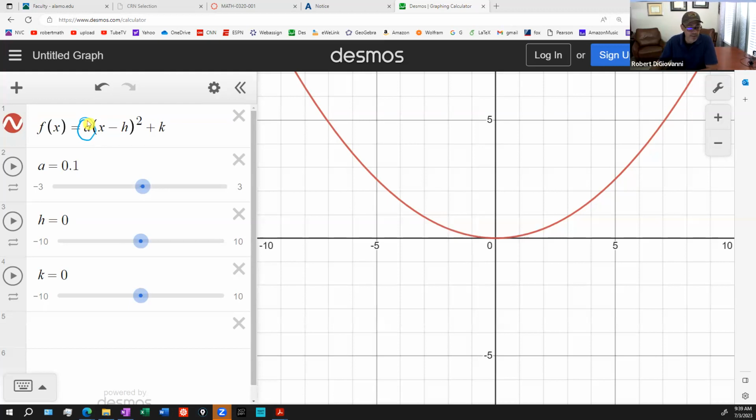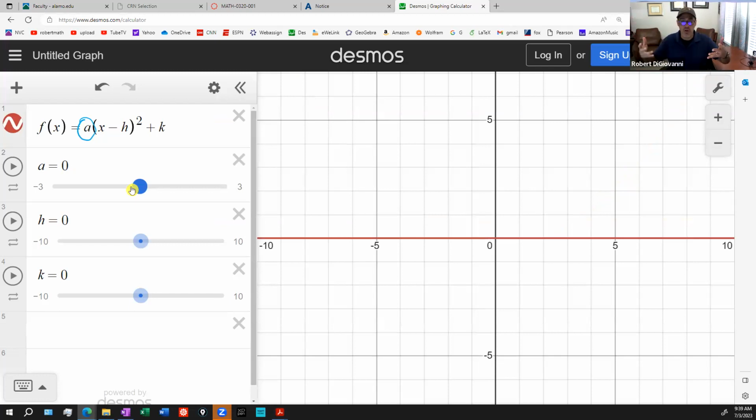Now, what happens if a becomes 0? Well, if a is 0, it's no longer a parabola, because you're no longer a quadratic function, because remember we said a couldn't be 0. So we're going to ignore that.